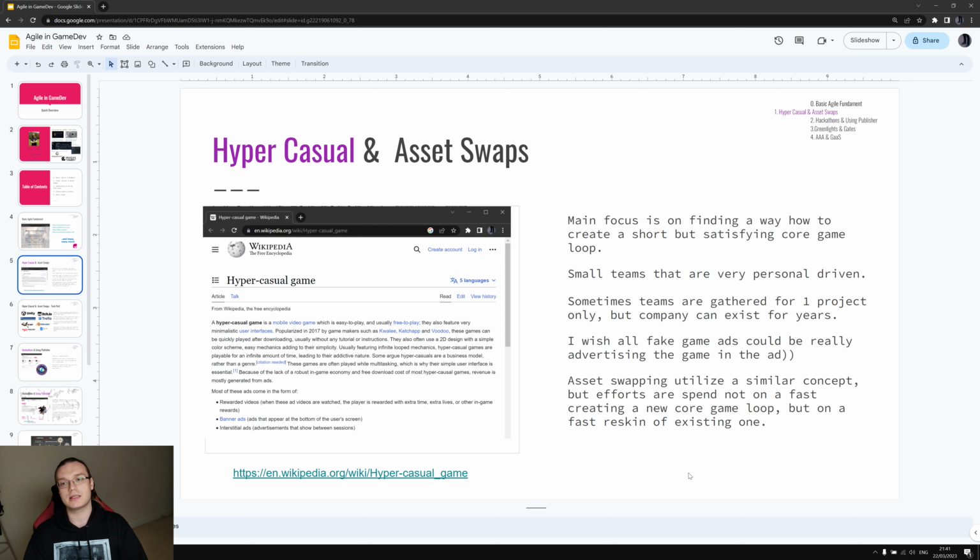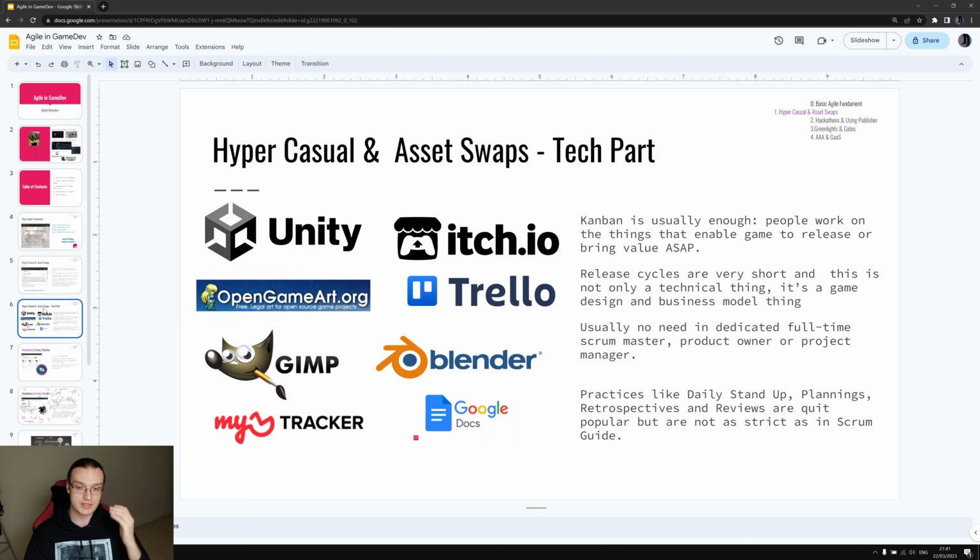So the concept is that either in hyper casual or in asset swap approach, you are trying to do a game really, really very fast. So from technical parts, it's basically simple, probably not the simplest in the world, but if we talk about various technologies, I just listed the pictures of the most common tools and software, but it can be anything, whatever is easier for people to work on.